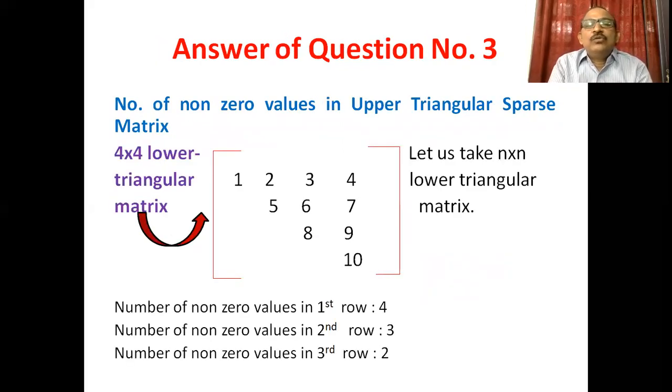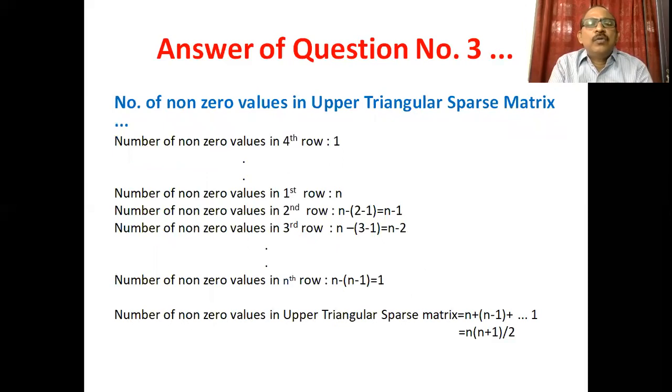Next, the number of non-zero values in an upper triangular sparse matrix. Here again is the example of a 4 cross 4 upper triangular matrix. Here you can observe that the number of non-zero values in the first row is 4, next row 3, next row 2, and so on. Thus you can see the number of non-zero values in the first row is equal to n, where n is the number of rows in the upper triangular sparse matrix, or you can say n is the number of columns in the upper triangular sparse matrix.